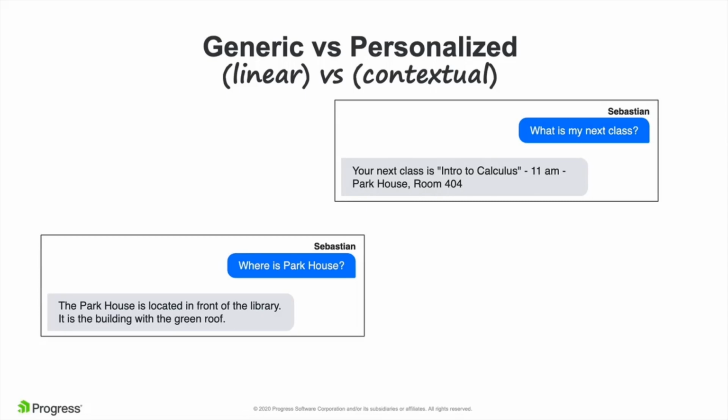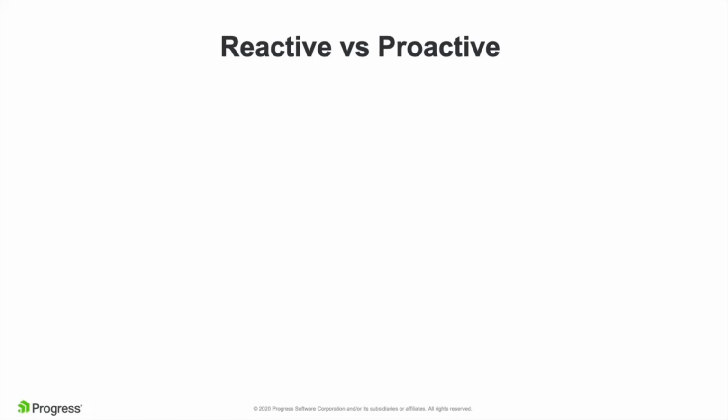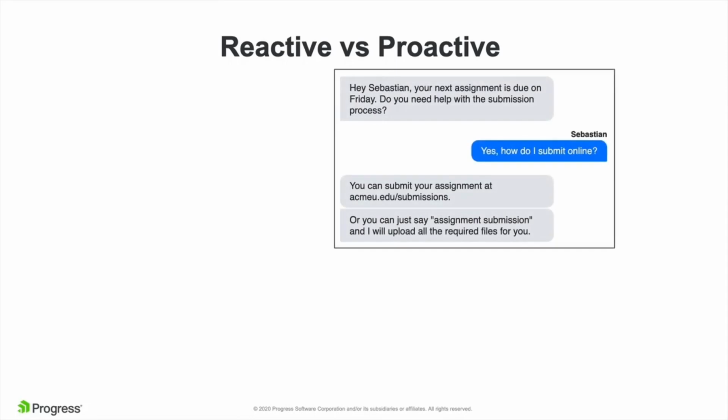It is the building with the green roof. Then we can also look at reactive versus proactive conversations. Most of the conversations that you saw so far were pretty much reactive because they're responding to the user. But a proactive conversation is where the chatbot proactively sends a message to the user and can say something like, hey, Sebastian, your next assignment is due on Friday. Do you need help with the submission process?